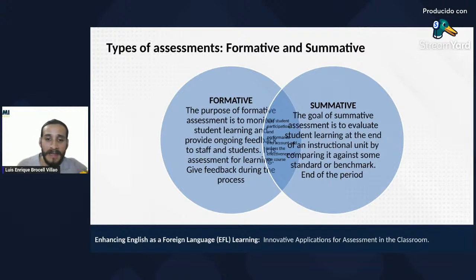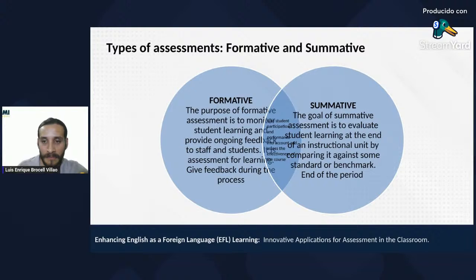Okay, it is assessment for learning. Formative assessment is assessment for learning. Okay, it gives feedback during the process. This is a great tool. And on the other hand, we have the summative assessment.